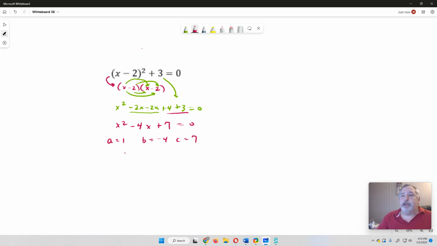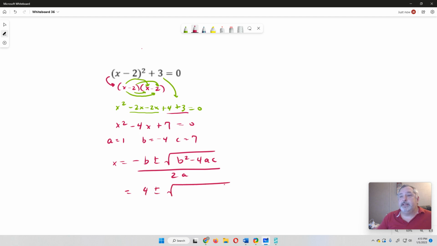So I'm going to apply my quadratic formula, all divided by 2a. So I'm going to plug this in. I've got the opposite of b, so the opposite of negative 4 is positive 4, plus or minus the square root of b squared. b squared is 16 minus 4 times a, which is 1, times c, which is 7, all divided by 2 times a, which is 1.